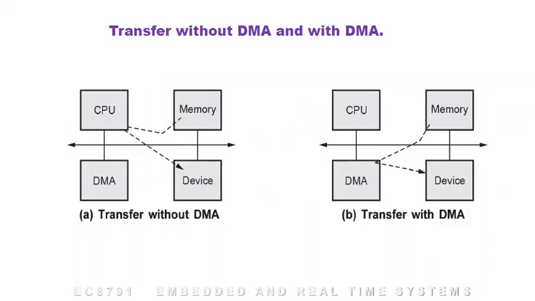Transfer without DMA and with DMA. Here is a transfer without DMA. Here are the CPU, memory, DMA and device. Here is the transfer from CPU to memory and CPU to device. And here is the transfer with the DMA. Here the CPU is not working. At that time the DMA sends the data to memory and the devices.